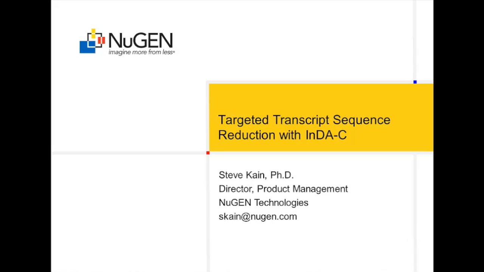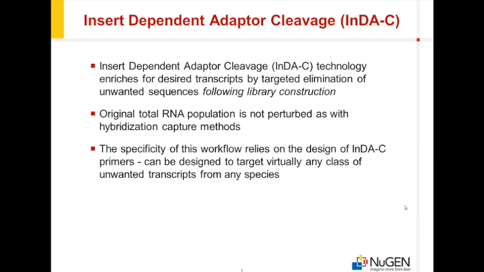Thank you very much for listening to the following webinar, where I'm going to discuss a NuGEN technology that can be used for targeted transcript sequence reduction in an RNA-Seq sample preparation workflow, based on a technology that we've termed InDA-C. So to begin with, the InDA-C term, or insert-dependent adapter cleavage, is a technology that NuGEN's developed for enriching for desired transcript sequences in an RNA-Seq workflow following library construction.